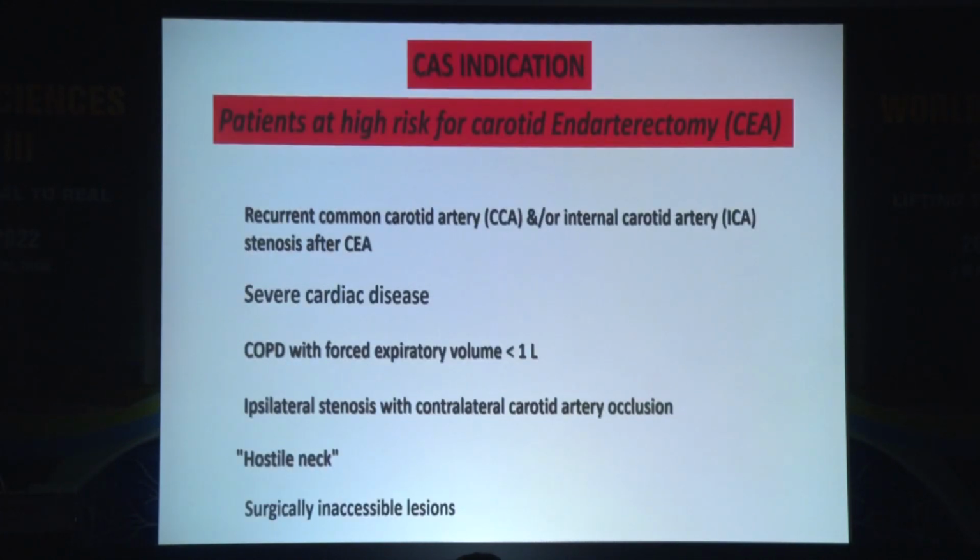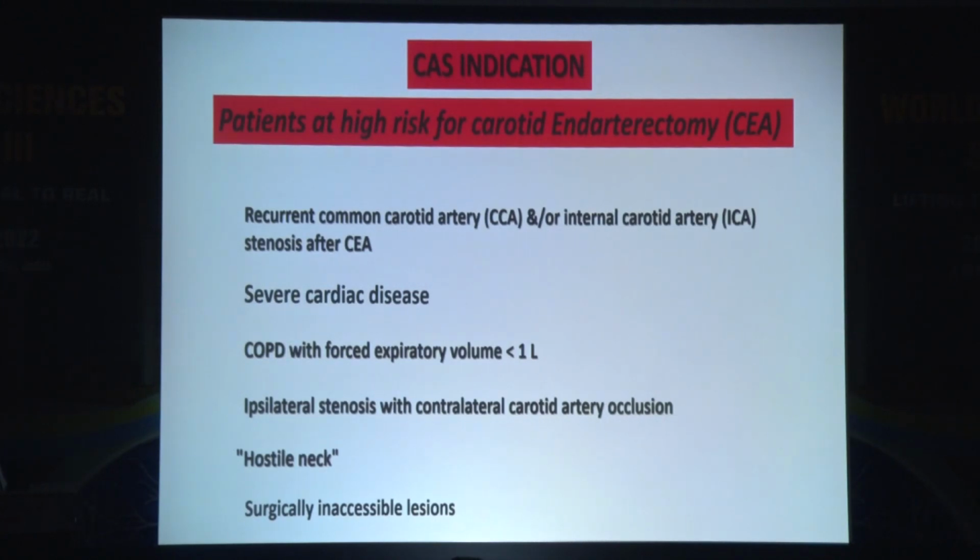So if you ask me what are the absolute indications of carotid artery stenting, it is basically the scenarios which are contraindicated for CEA. First of all, if there is a recurrent CCA or ICA stenosis after CEA, these are the ideal candidates for carotid artery stenting. If the patient has a severe cardiac disease or a severe respiratory disease, these are ideal candidates for CAS. And if there is an ipsilateral stenosis and the contralateral ICA is occluded, these are also ideal candidates for carotid artery stenting.